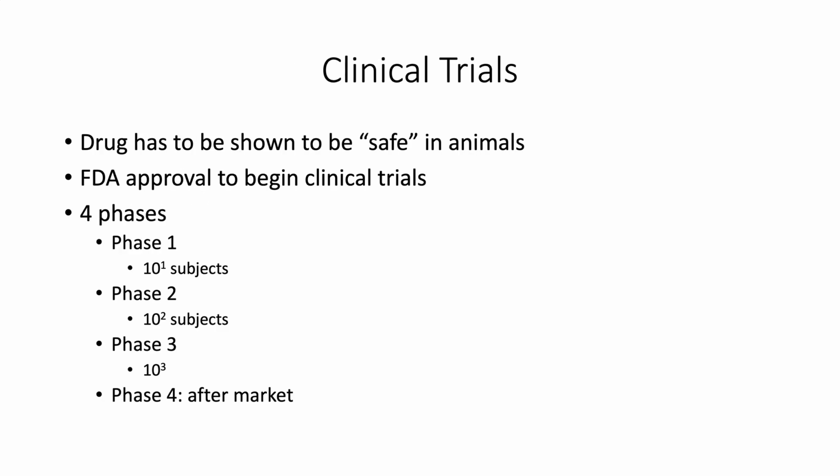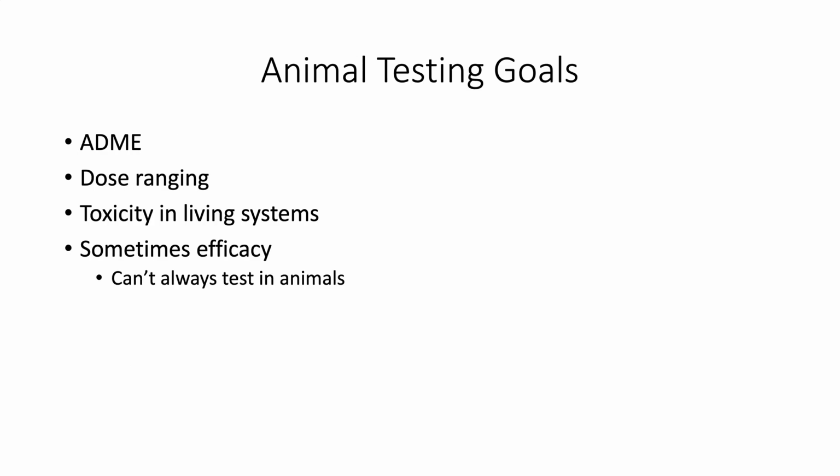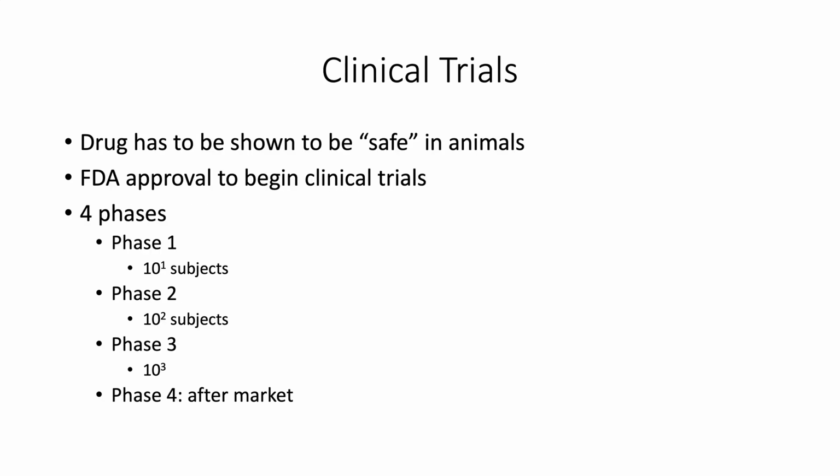All right, now once drugs get through animal testing, assuming a drug gets through and it shows some promise and doesn't look too terribly toxic, then it goes into human clinical trials. So it has to be shown to be safe, and I did put safe in quotations because safe is a relative term. And there has to be FDA approval to begin clinical trials. I think it's called an IND, an investigational new drug, which gives you permission to give a drug that's not approved by the FDA to humans for clinical trials.